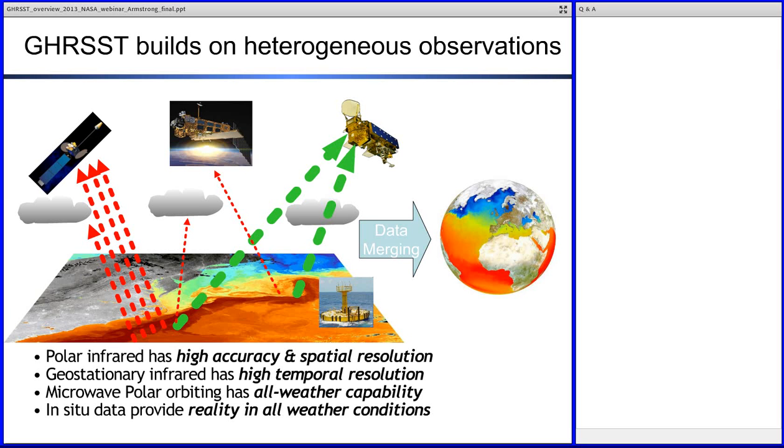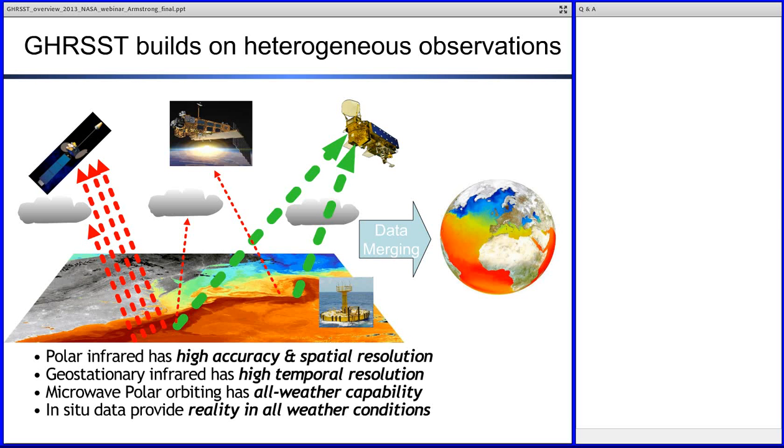On the left-hand side there, that would represent a geostationary observation from GOES, so you're seeing lots of medium resolution observations of the meander in the Gulf Stream, and in the center there would be an IR measurement. It's higher resolution, but of course some of the information is blocked by a cloud. And on the right-hand side is a much lower resolution microwave instrument, so it can penetrate through clouds. And we also leverage in situ data to tie our space observations back to reality in all weather conditions.